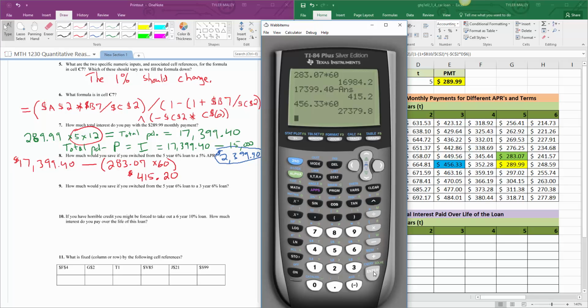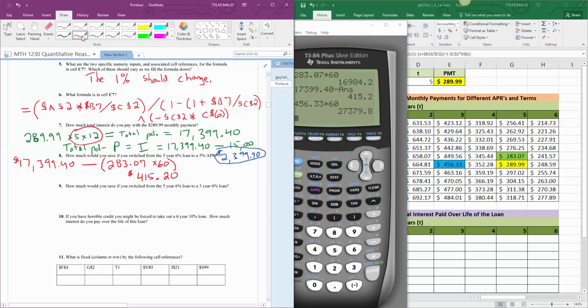Or no, not times 60. Sorry. Let me write this out so you can see why it's not 60, because we're changing the years. So you'd want to take 456.33 times, and we're doing 3 years, so it'd be 3 times 12, so 36. And immediately I knew that couldn't be right, because when we multiply by 60, that number is way too high, right?